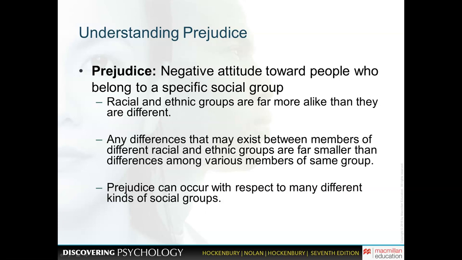Okay. We're going to switch gears just a little bit here, and we're going to talk about how we understand prejudice when we tend to have prejudice against others. Okay, so that's prejudice. A good definition is a negative attitude toward people who belong to a specific social group. I gave some examples like racial and ethnic groups. That's a specific group.